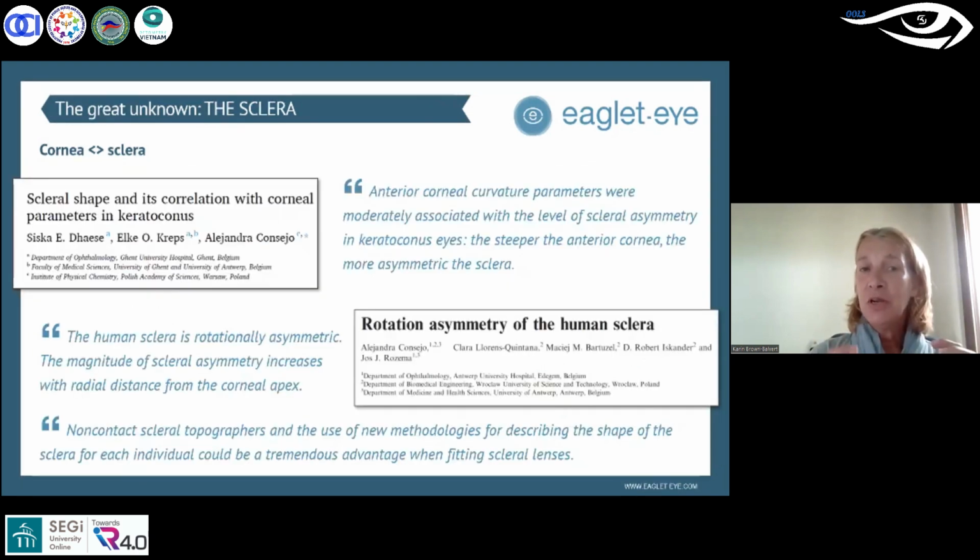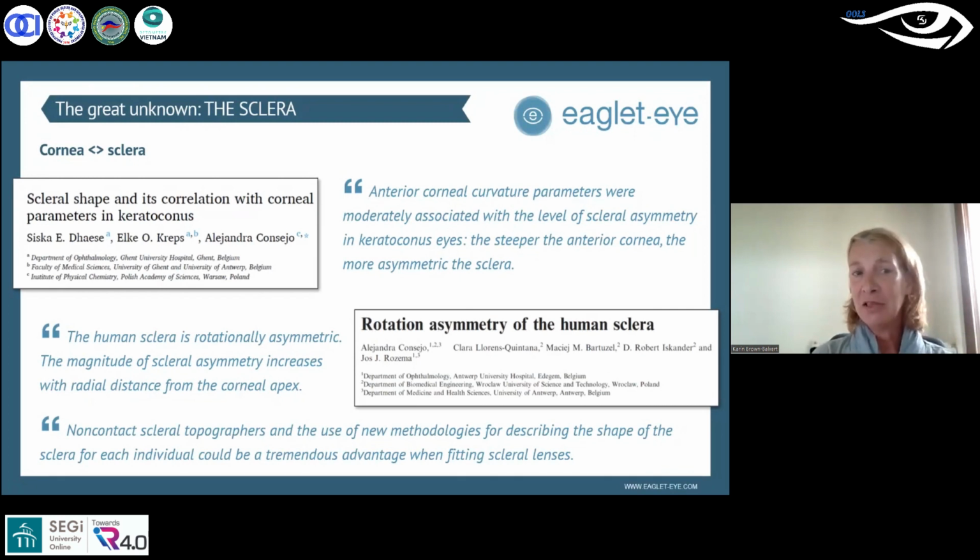The other thing that they're looking at in all of these studies is actually what happens to the sclera with something like eye disease, so something like keratoconus. If we're thinking about keratoconus, the anterior corneal curvature, so the steeper the anterior cone, the more asymmetric the sclera becomes. And I suppose that's probably not hard to understand, because actually with the cone, you are going to get a more asymmetric sclera. So various studies on that.